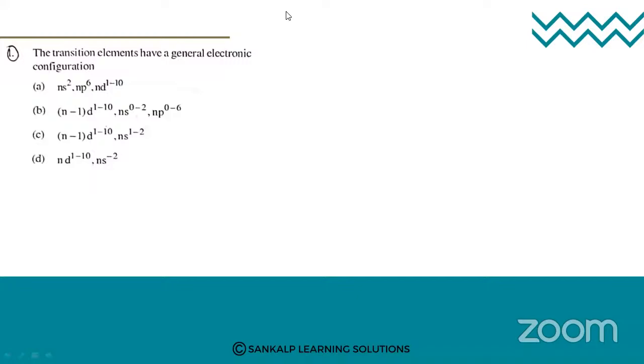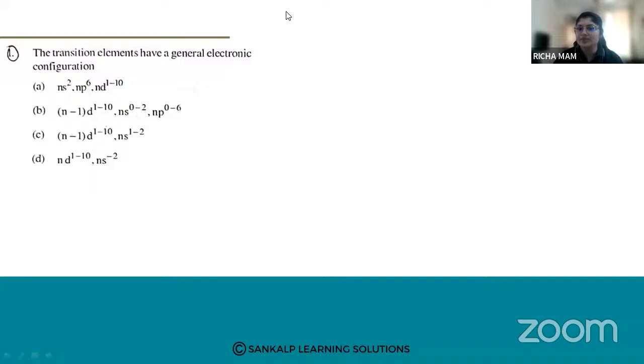What is the correct answer? What is the general electronic configuration? General electronic configuration means the last electron, where it is filled, in which subshell the last electron takes place. Okay, I've got an answer. Pavitra and Shivganga have replied C. What about others? What is the correct answer?